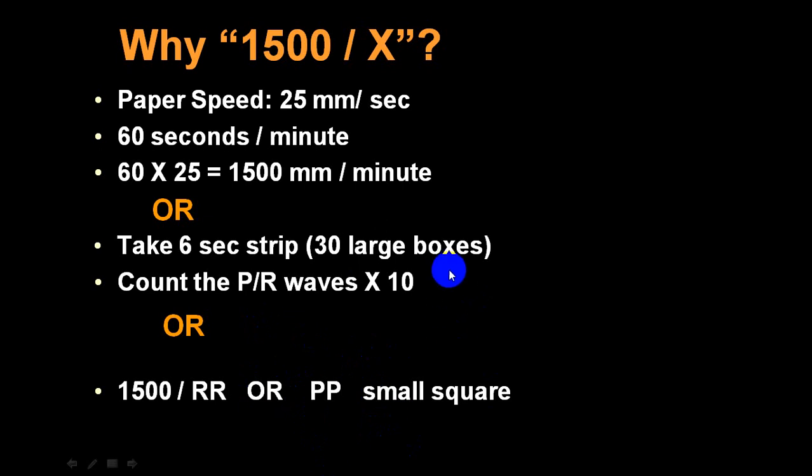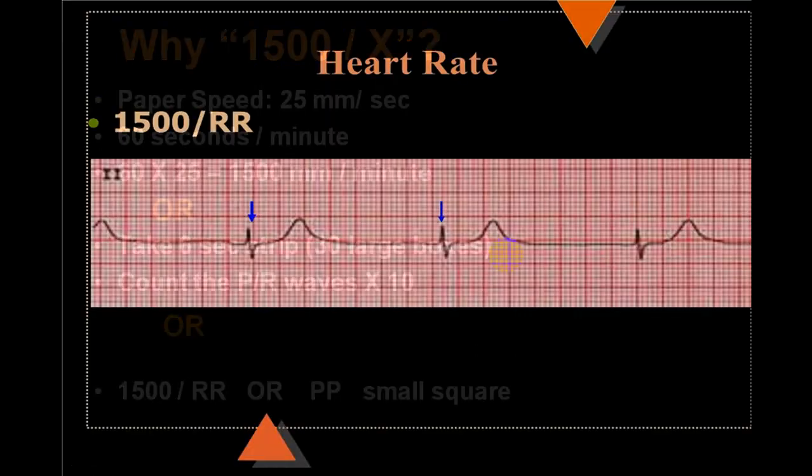Whenever the person is having an irregular rhythm, this is the only formula which can be very helpful. Take a 6-second strip, or what we call 30 large boxes, which comes to 150 small boxes. Calculate the number of P waves or R waves in that and multiply by 10, and that will give you the answer whenever the rhythm is irregular, whether it may be regularly irregular or irregularly irregular. So that is the base technique.